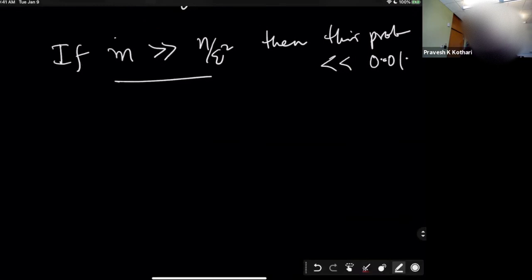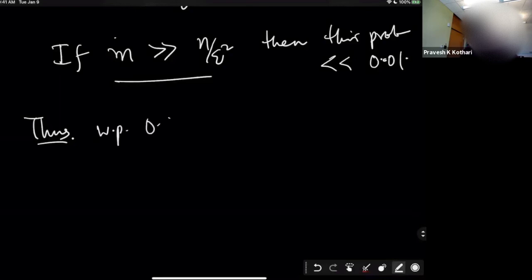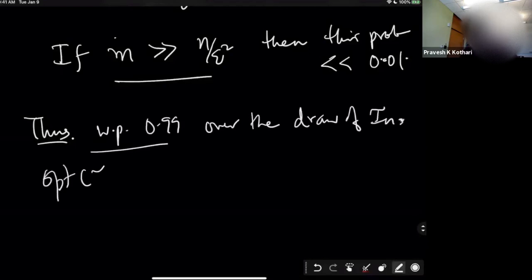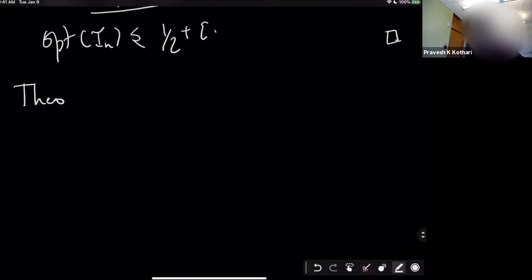So I'm just gonna say here, thus, with probability at least 0.99 over the draw of the instance, opt I is at most half plus epsilon. Good. So again, are there any questions so far? Okay, this was simple stuff. But the simple stuff allows us to state Grigoriev's theorem more concretely now. So here is a restatement of Grigoriev's theorem.